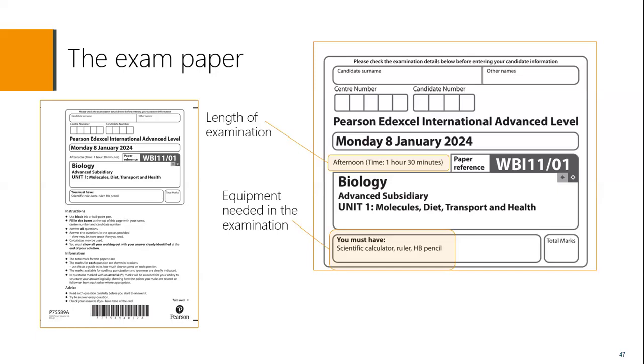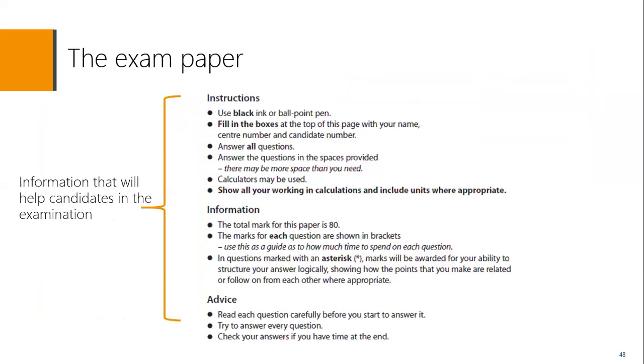Encourage your candidates to get into the habit of checking that they've been given the correct paper, as well as filling in the correct centre number and candidate number. Then it gives other relevant information about what candidates need. Then you've got the instructions, which are the same on each paper. Instructions, information, and advice. It is consistent, but it's useful for candidates to remind themselves of this information prior to beginning.